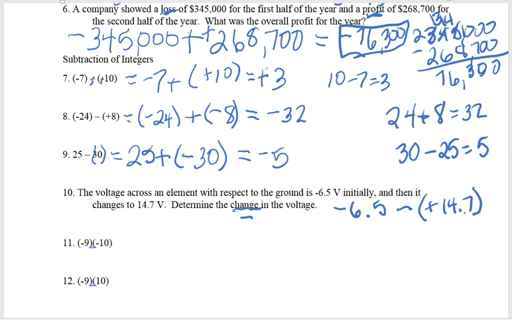Now I'm going to treat it just like I treated these subtraction problems up here, so we're going to change it. So we got negative 6.5. We're going to change the subtraction to an addition. We're changing the positive 14.7 to a negative 14.7. So truly what's happening is it was negative 6.5, it went down 14.7, and so we want to see how it changed. It changed negative, we're going to put those two together, that's 21.2. So it changed 21.2 volts.